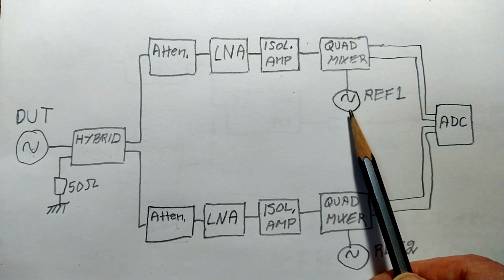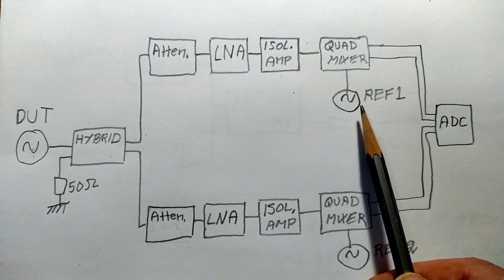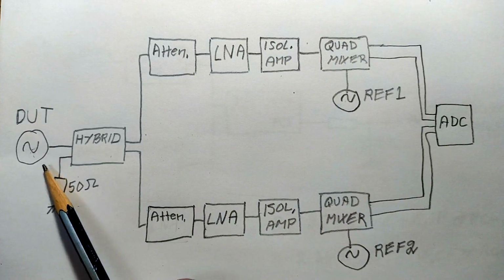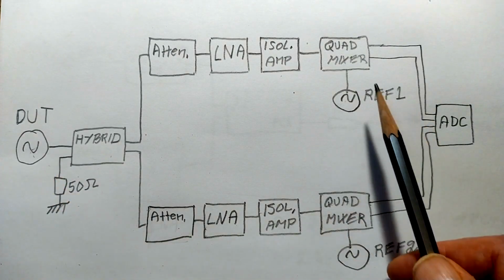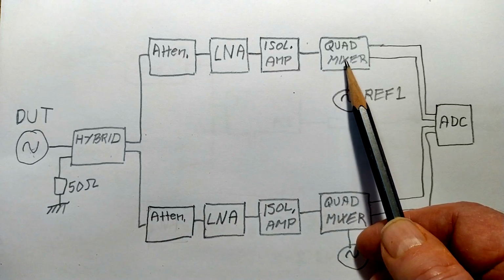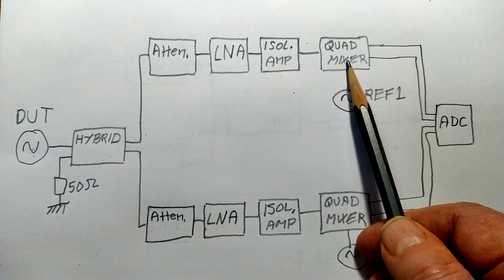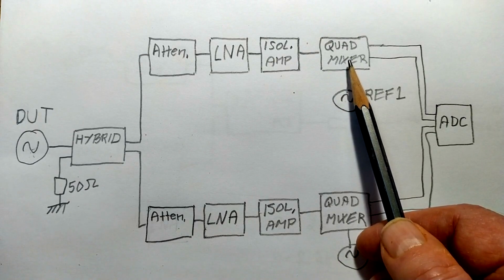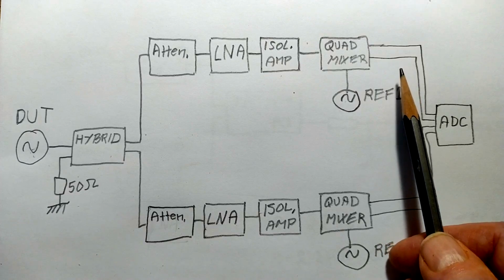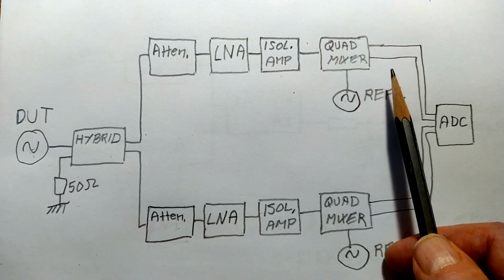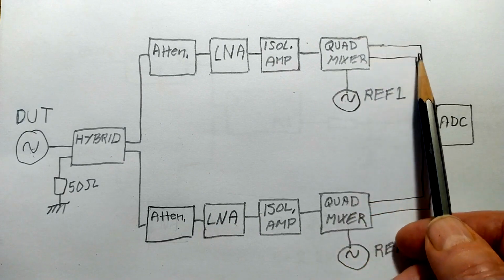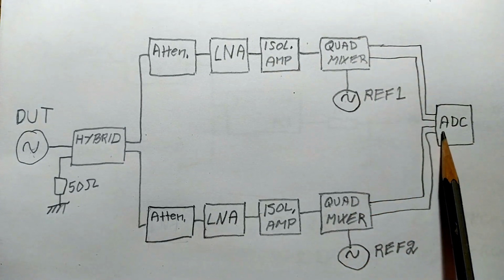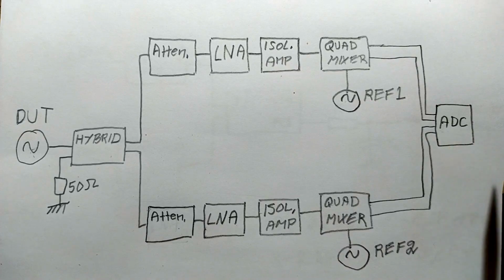Because the frequency here is very close to the signal frequency, because the quad mixer gives an audio frequency in the range of a couple of hertz, from 5 hertz up to maybe 25 or 30 hertz. So it's a very low frequency into the ADC and the computer.